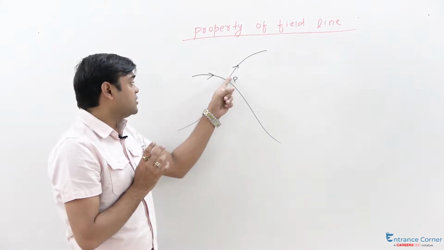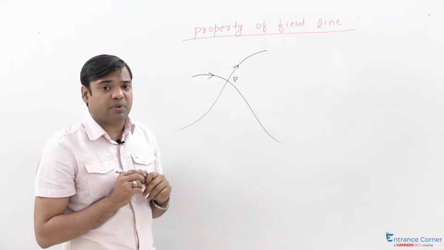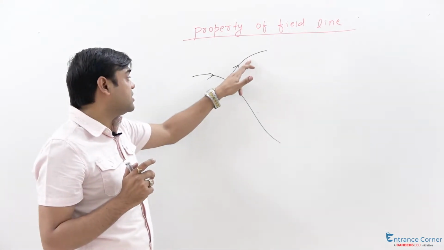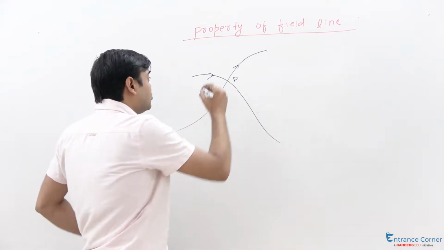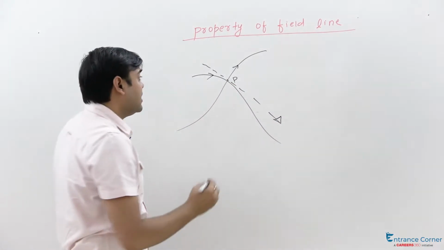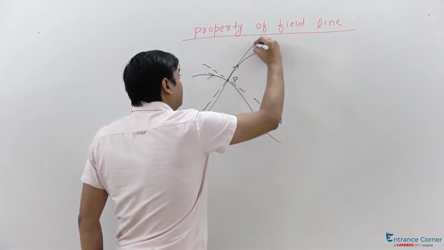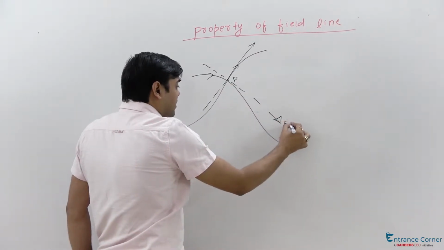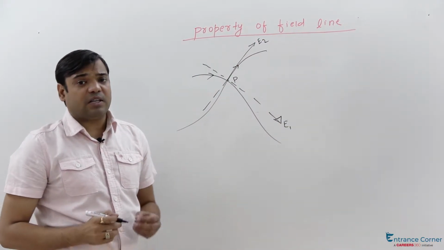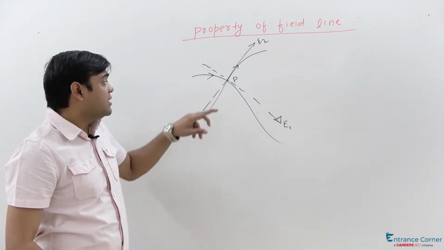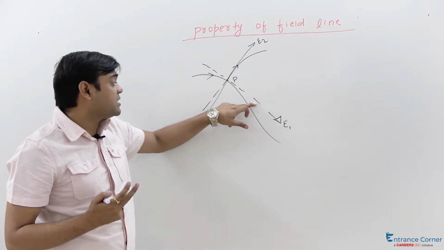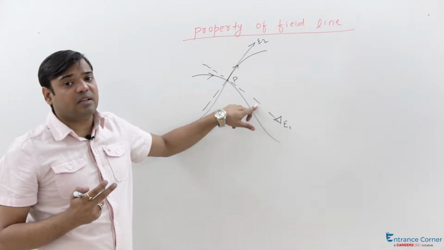Now suppose these two lines are intersecting at point P. So here we can draw two different tangents, one for this curve and one for this curve. Suppose we are drawing a tangent at this point, one tangent will be along this line and the other tangent will be along this line. So one tangent will show the direction of electric field along E1 and the other tangent will show the electric field along E2. But the electric field at any point can have only one direction. So this scenario is not possible.